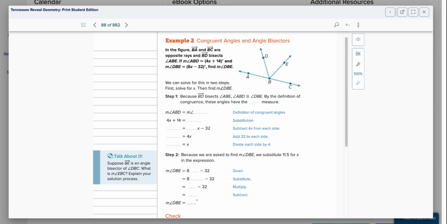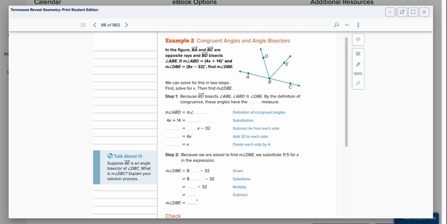And then you're going to subtract 32. And that's going to give you 60. So it looks like the angle is 60 degrees. And listen, because they're congruent, if this angle right here is 60, and because remember DB bisected, that means this angle is 60. So angle DBE is 60 degrees.